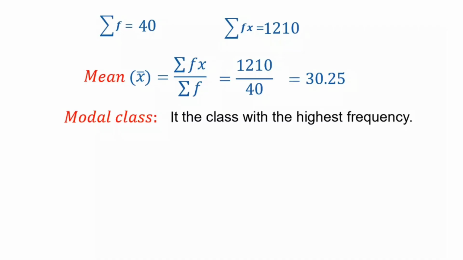Unlike the previous one, where you are given grouped data and asked to find the mode or the modal class, you just go straight away and find the class, the mark or the range with the highest frequency. But this one, you have to find the modal class and find the mode again.